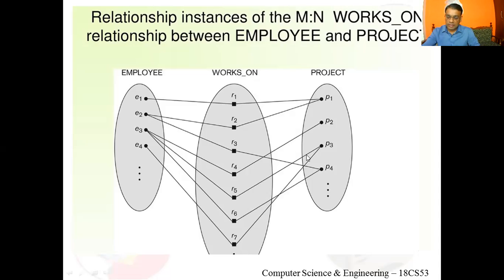M on this side and n on this side. Sometimes n on this side and m on this side. Both are possible. 1:n and m:1. So this type of cardinality ratio is called m:1.